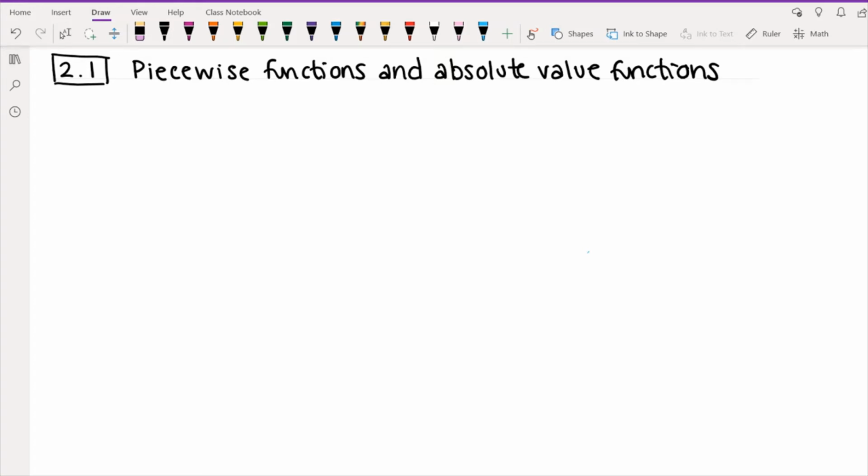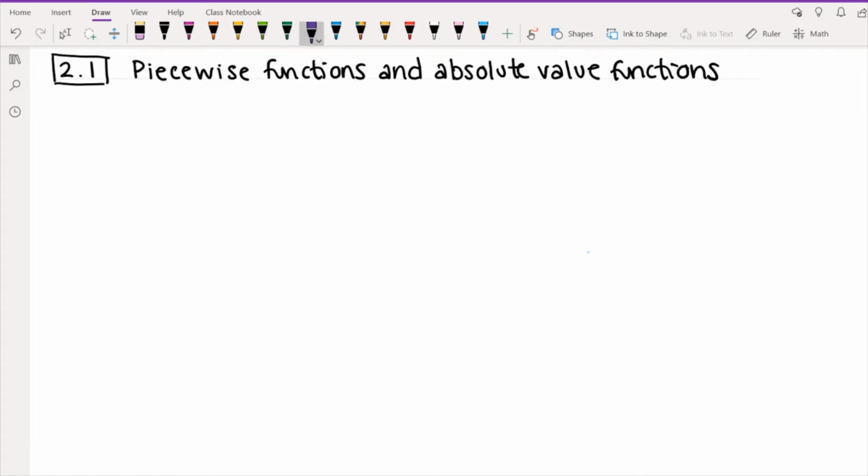Hi everyone! So in this video, we're going to be learning about a specific type of function called a piecewise function. We'll also be talking about absolute value and absolute value functions, and we'll see that there is a relationship between piecewise functions and absolute value functions.